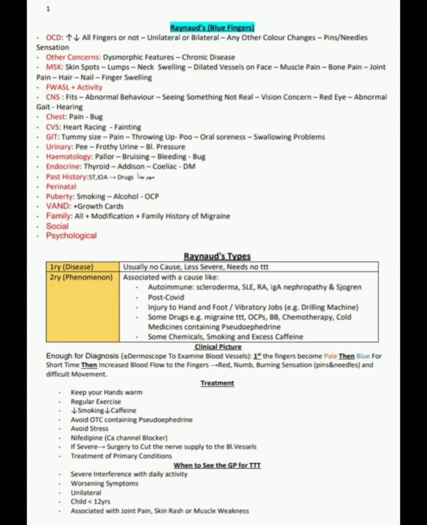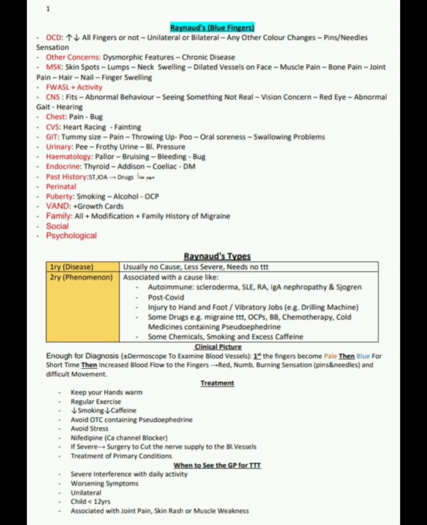So introduction is similar, we all know that. Then the onset, when it started, how long it is going, and is there any triggering factor that increases or decreases it, we will ask. Is it affecting all the fingers or not, unilateral or bilateral, any other color changes, pins or needle sensation, we will ask. Then other concerns: is there any dysmorphic features, and any chronic disease present in the patient, we will exclude. On systemic review, you ask the musculoskeletal system, any skin spots, lumps, neck swelling, dilated vessels on the face, muscle pain, bone pain, joint pain, hair, nail, finger swelling, everything we will ask.